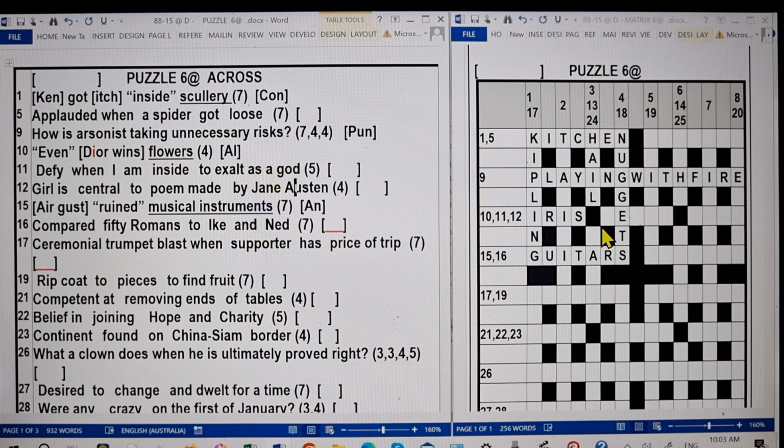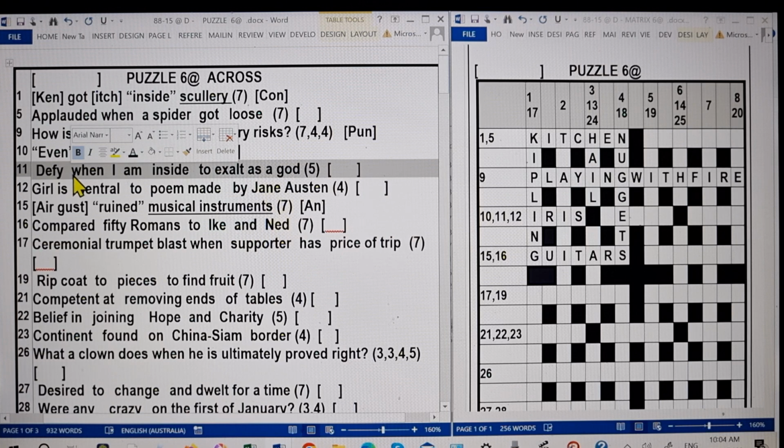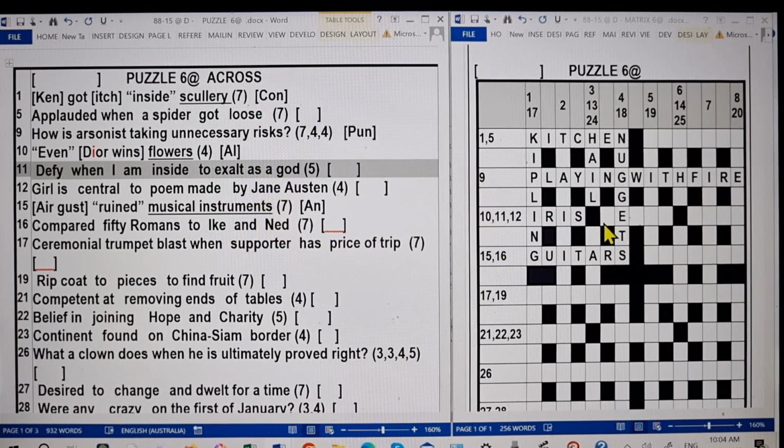All right, next one. What about 10 across? 10 across, 4 spaces with an E second. Okay, and the question is, of course it's not 10 across, it's this one, which is 11 across, isn't it? All right, 11 across. So here we go. Defy when I am inside to exalt as a god. 5 spaces with an E in the middle. Over to you. Pause, solve, and then resume.